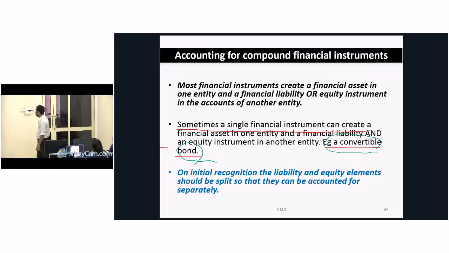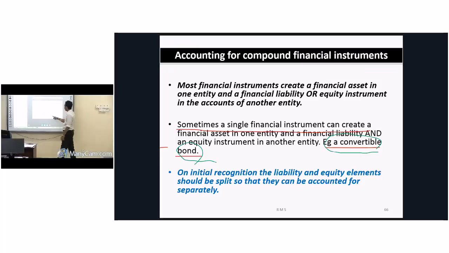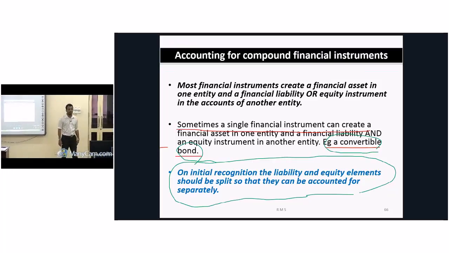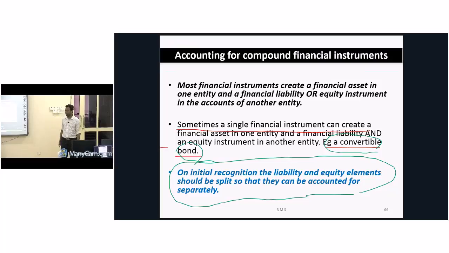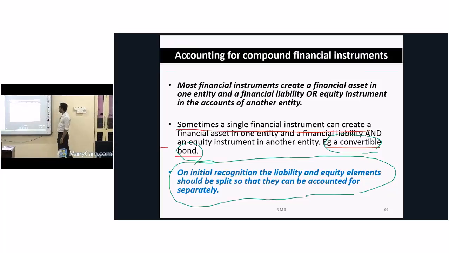Understand? So what the standard says is, if there is any compound financial instrument, we have to recognize the liability component and equity component at the beginning. Let's say if I'm going to issue convertible debentures today, I need to estimate what will be my liability part and what will be my equity part. There is a method. On initial recognition the liability and equity elements should be split so that they can be accounted for separately. Why? My equity will not be equal to the liability anyway. So if there is any equity part, it should be accounted for separately, and if there is any liability, it should be accounted for separately.